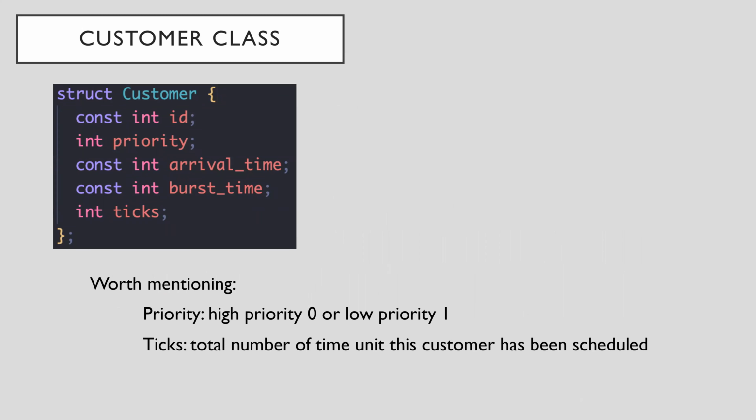I'd like to first introduce how our customer class is designed. The ID and arrival time fields are trivial, but the others need to be mentioned. Customers only have 2 possible priorities, 0 for high priority and 1 for low priority. The burst time is the total number of time units the customer declared he or she would play the machine. The ticks are the number of time units this customer has been served or scheduled. When ticks equal the burst time, the serving of the customer is regarded as finished.